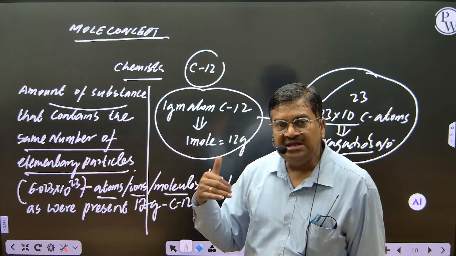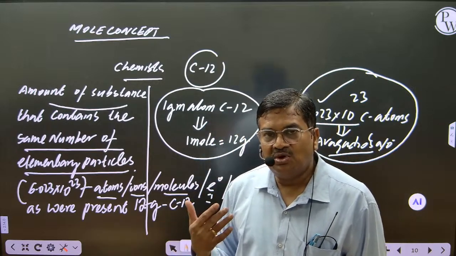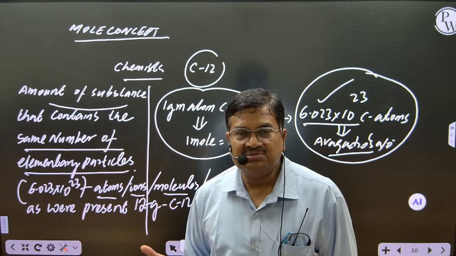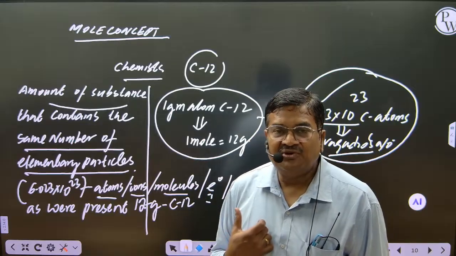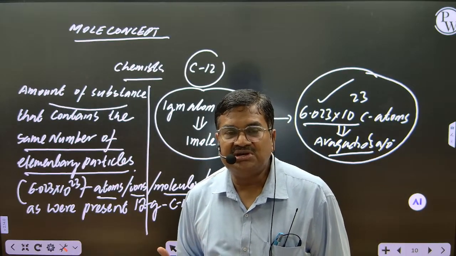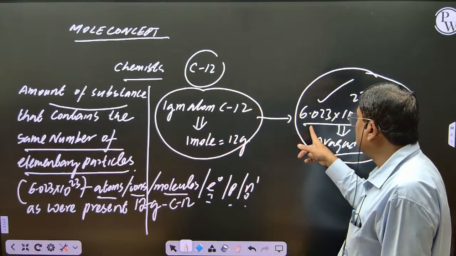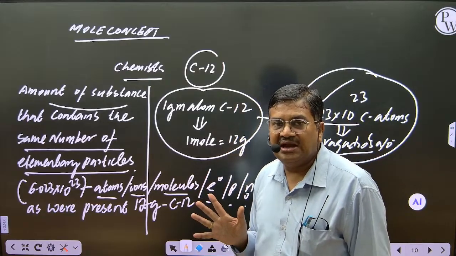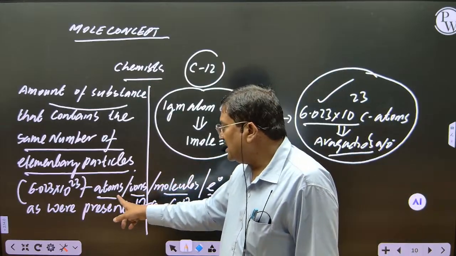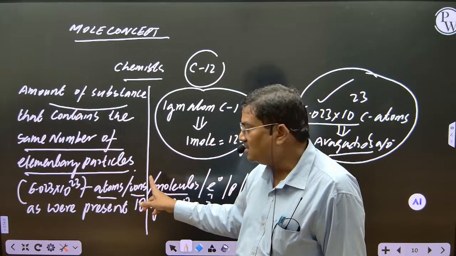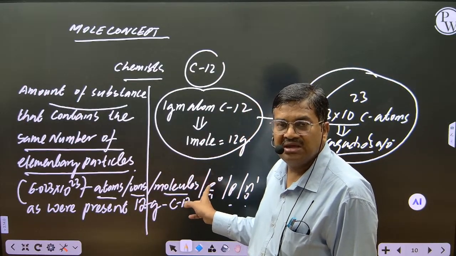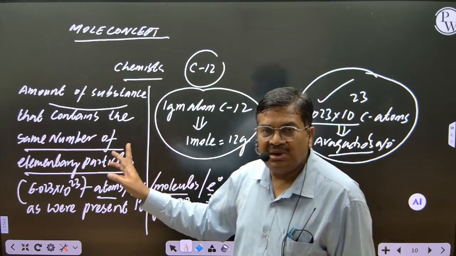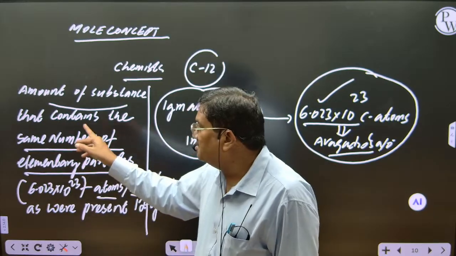So 1 mole of any substance you take. Suppose I take 1 gram atom of nitrogen. What is the atomic mass of nitrogen? 14 grams. In that 14 grams, how many atoms will be there? This number we have to take: 6.023 into 10 power 23 nitrogen atoms. So this number can be atoms, ions, molecules, electrons, protons, or neutrons. I make you better understand by giving illustration. So copy this statement.